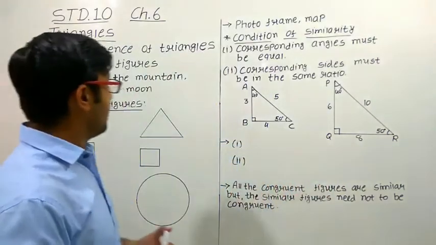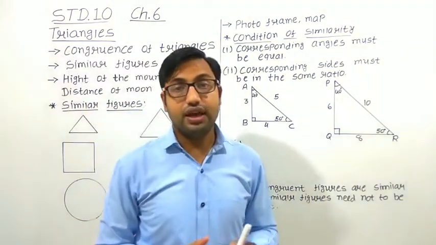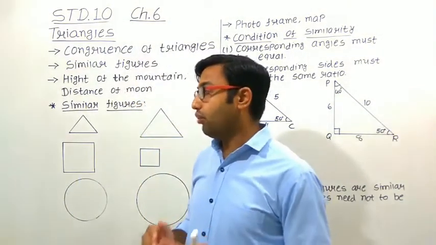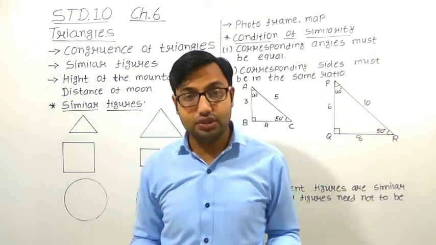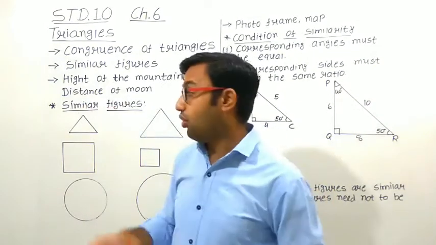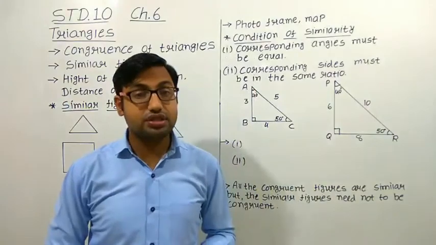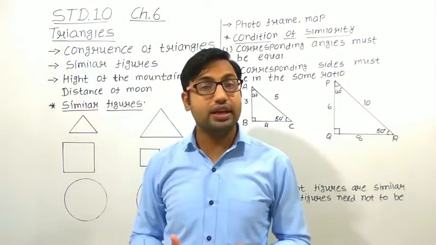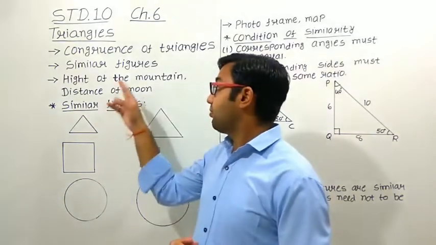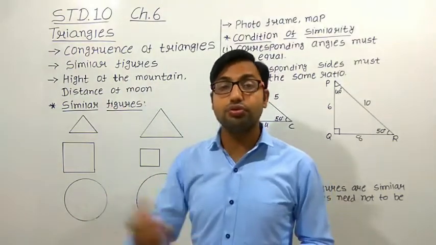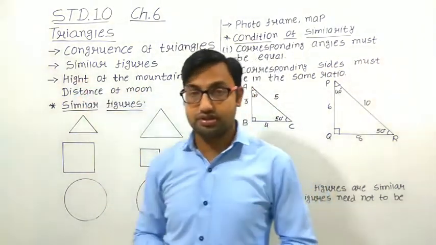First of all, why do we need to study the similarity of figures? When we have to find the height of a mountain, it is not easy to measure it with a measuring tape. Or whenever you want to find the distance of the moon, we cannot find it using any scale or measuring tape. So how is it possible to measure the height of mountains or the distance from earth to moon? It is only possible with the concept of similar figures.